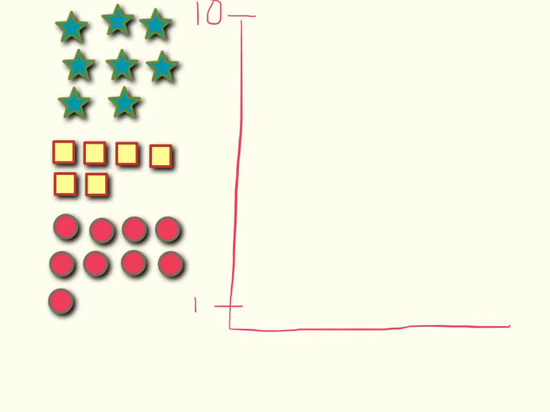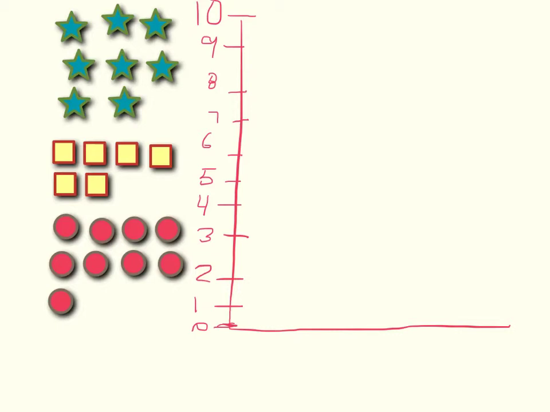So we have 1, 2, 3, 4, 5, 6, 7, 8, 9, and 10. Take note that this right here is 0, meaning this whole line down here represents 0. First, let's start by counting the number of objects we have. Starting with the stars, we have 1, 2, 3, 4, 5, 6, 7, 8.